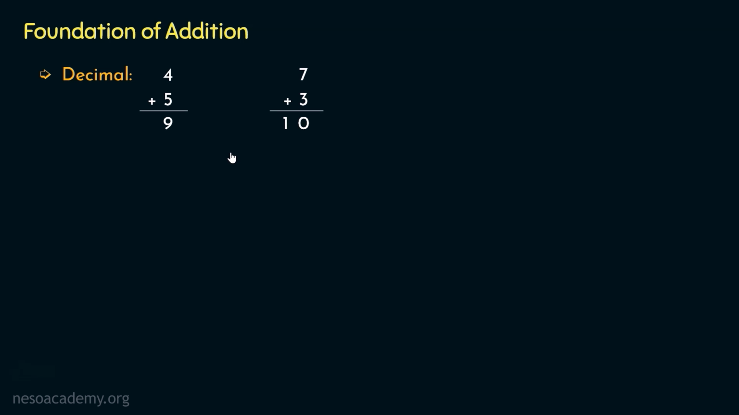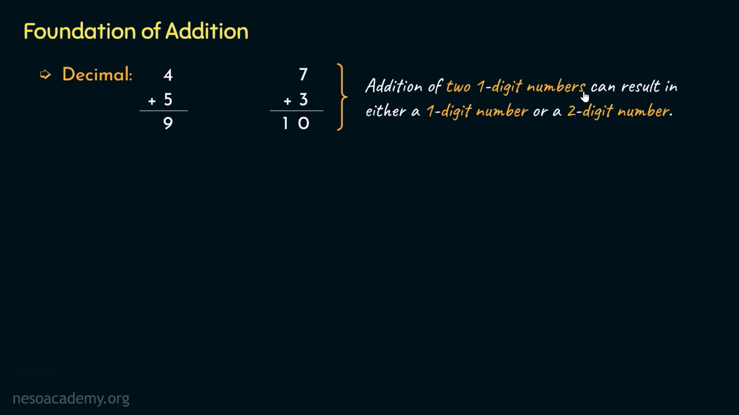Now observe these two. From these two additions, we can state something. Now what is that? The addition of two one-digit numbers. Now if you notice, for both the cases, we added one-digit numbers, didn't we? So the addition of two one-digit numbers can result in either a one-digit number, which is true for this case. Adding 4 with 5, we got the one-digit number 9. Or a two-digit number, which happens to be true for the second case when we added 7 with 3 and got the result 10. This is a two-digit number, isn't it? So clearly, in decimal, addition of two one-digit numbers can result in either a one-digit number or a two-digit number.